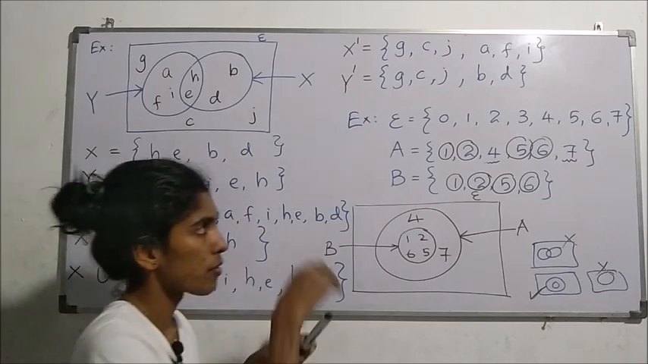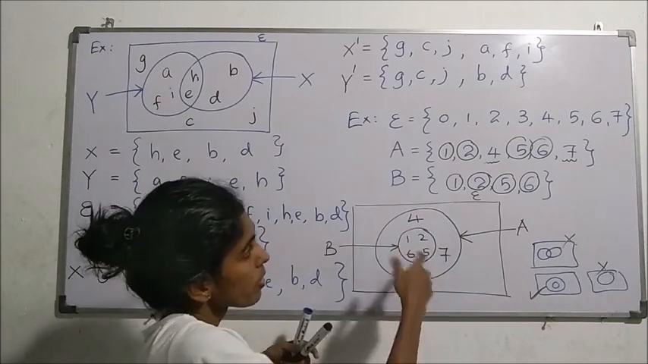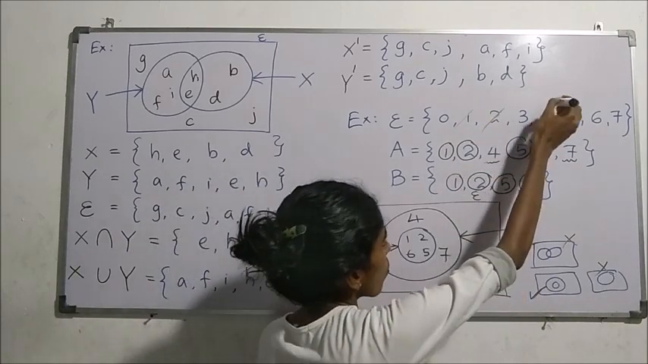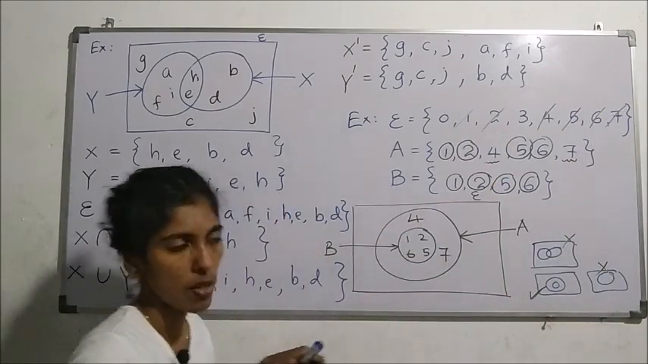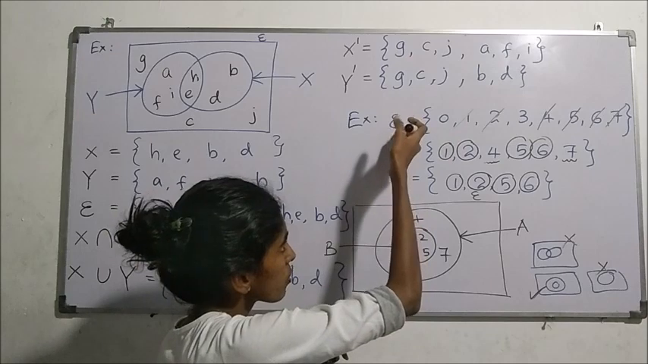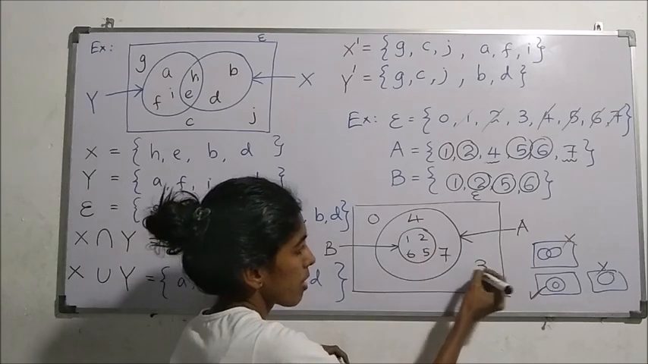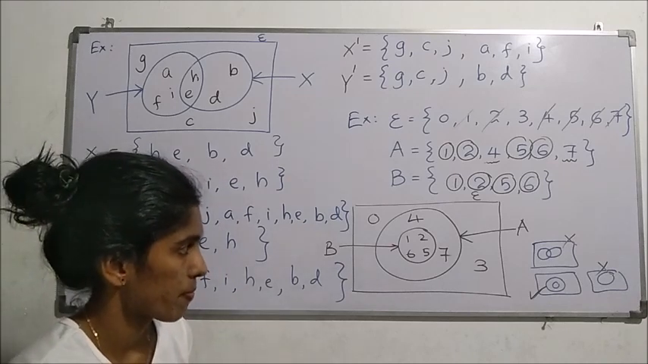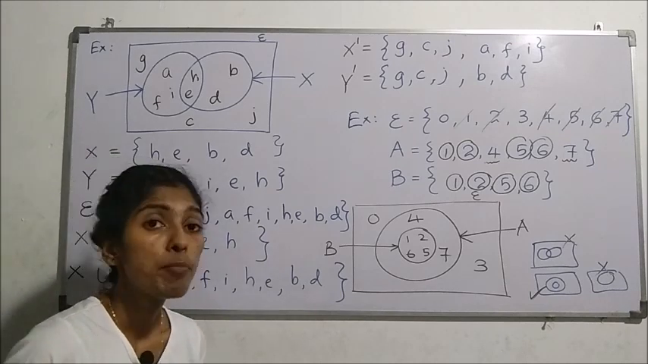Now you see whether there are any other remaining elements that we can put outside both the circles. Okay, now we have already included 1, 2, 4, 5, 6, 7. All are included except 0 and 3. Where should we put them? Outside both the circles, but inside the rectangle, because they belong to the universal set, but they do not belong to A or B. So 0 and 3 can be written wherever you want, inside the rectangle but outside the circles. Okay, right.